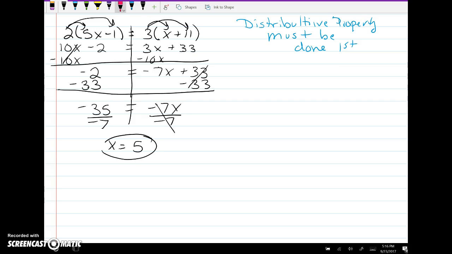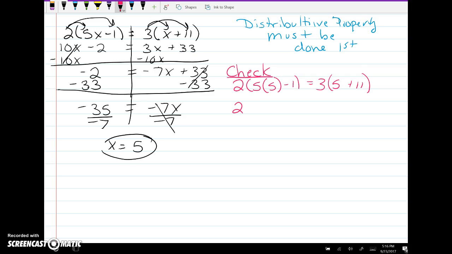Let's go ahead and check that that's correct. Again, I'm going back to my original equation. That's the key for our checks. Original equation: 2 times (5x minus 1) equals 3 times (x plus 11). Now with my checks, I follow order of operations, PEMDAS, where I work inside my parentheses before I do anything else.